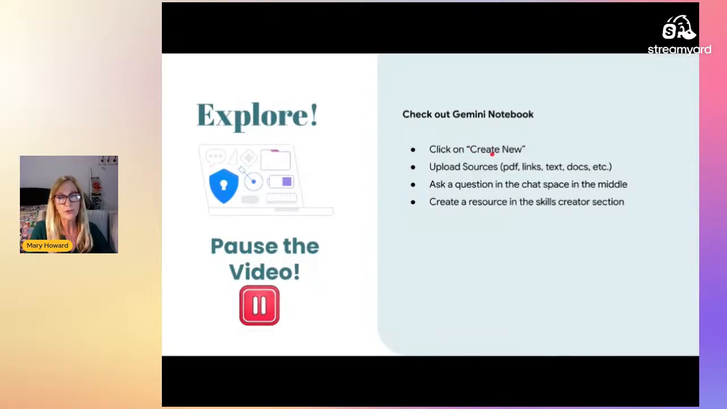Click on Create New. Find some sources either in your own drive or maybe even lessons that were included in an assignment that you shared with students. Ask a question in the chat space in the middle to test out how it worked, and then create a resource in the skill creators section. Remember, that was on the right-hand side, and that's that suite of 9 or so skills that can be customized based on the sources that you uploaded. So I encourage you to get in there and play around.